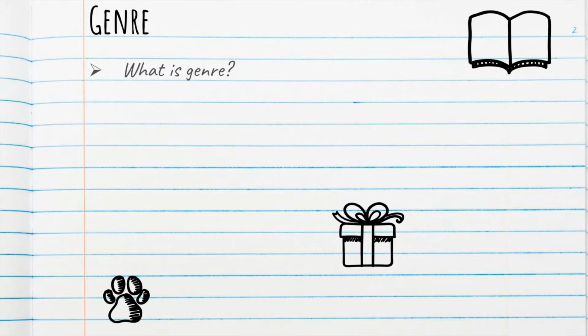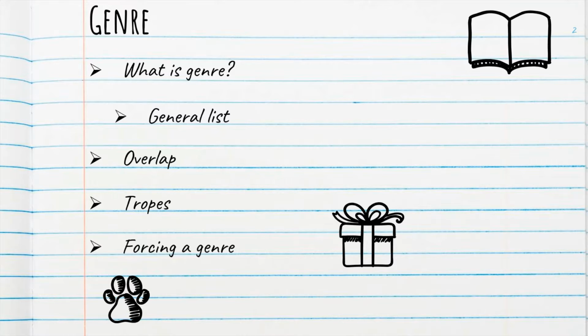So in this video, we're going to be talking about what genre basically is, how we define it. I'll give you a general list of the fiction genres, although it'll be very incomplete because the actual list is incredibly long. We'll talk about the overlap of different genres and how each story can be parts of multiple genres. We'll talk about tropes, which are elements of genres that are generally specific to certain genres. And we'll talk about forcing a genre and why it's a bad idea to do so.